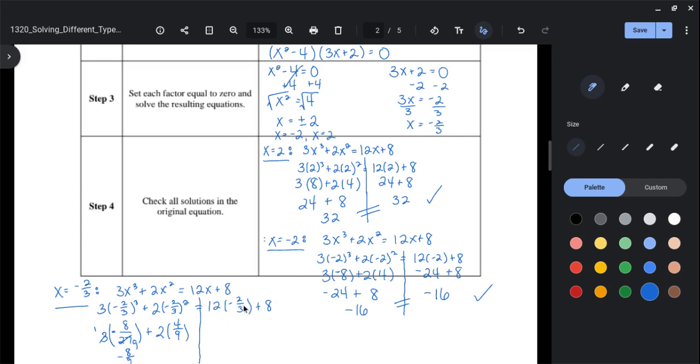And then if we work on this right-hand side, we get 12 times -2/3, which is going to be -24 over 3, which 24 divided by 3 is 8, and it was a negative, so negative 8 plus 8, we end up getting 0. So this is also a solution. So therefore, in this case, we also get 0 on both sides. So we have 3 solutions: x equals 2, x equals negative 2, and x equals negative 2/3.